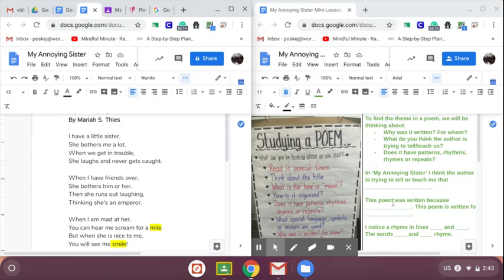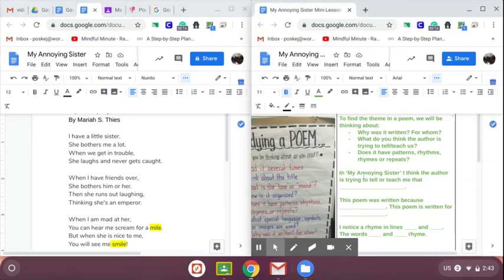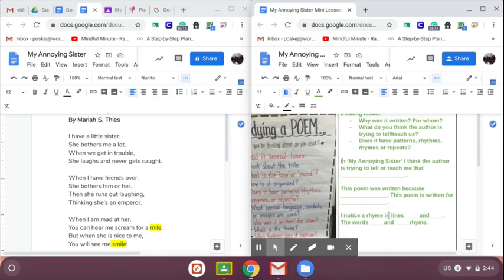You tell me. So your assignment for today, you are going to be filling out a Google form, and you're pretty much going to be filling out some of these little sentences for writing. So the first one you're going to be filling out is right here. We're on this document on the right. In My Annoying Sister, which is this poem, I think the author is trying to tell or teach me that blank. And you're going to tell me what you think the author is trying to tell you or teach you. This poem was written because. Okay, think about why the writer is writing this poem to you. And then who is this poem written for? Okay, who do you think the writer is writing this poem for?